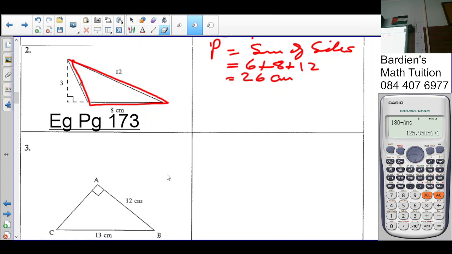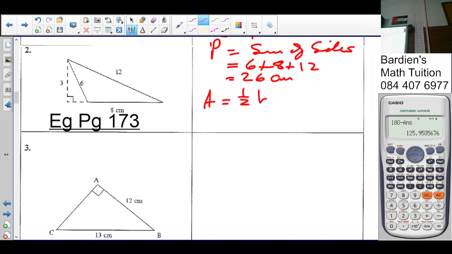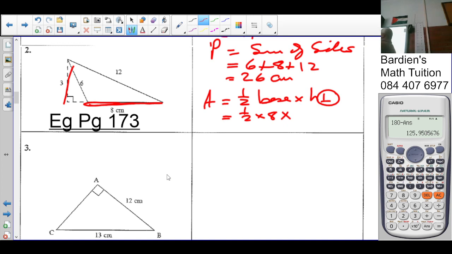Okay. So work out the area. How do you calculate the area of a triangle? Half base times perpendicular height. That means 90 degrees, no? So what's the base here? It's going to be from there to there. 8. Okay? Times your perpendicular, which is 3. You see, this is your base and that is your perpendicular. Okay? The answer is 12 centimeters.